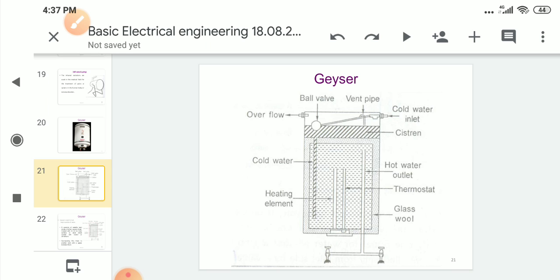And we saw a thermostat in the kettle also. Like that, here also the thermostat is there. In the iron box also the thermostat is there, in an automatic iron box. Like that, here also there is a thermostat, through which power is fed to this heating element.